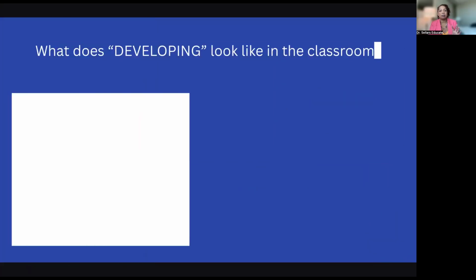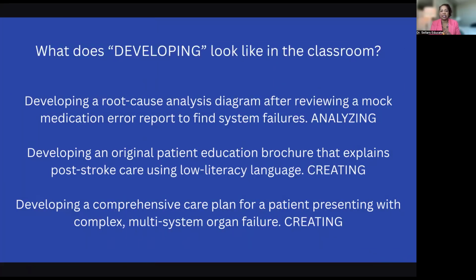All right, so we wanted to talk about what developing even looks like in the class. So I want to give you all a couple of examples and talk about how it aligns with the cognitive learning domain. Pages 188 through 190 again in Billings and Halstead's sixth edition are going to help you have a deeper understanding about those three learning domains. So a couple of examples.